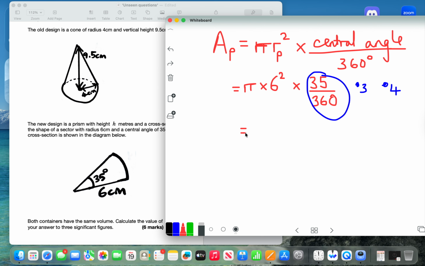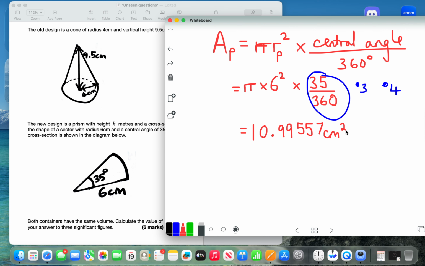I'm going to then evaluate this. Again, you don't actually have to do that at this stage, but it does make it so much easier. That'll be 10.99557. What's your units? It's the cross section area we have, so centimeters squared, not cubed.